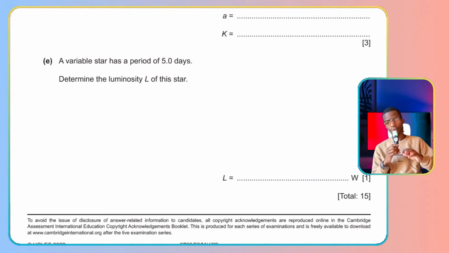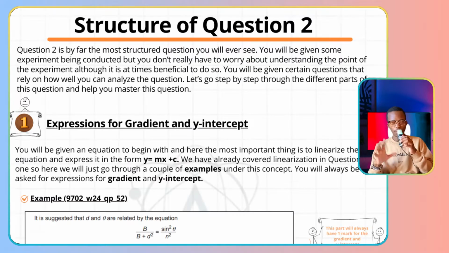This question consists of 15 points. The first point that we're covering in this video is expressions for gradient and y-intercept. What do I mean by this?